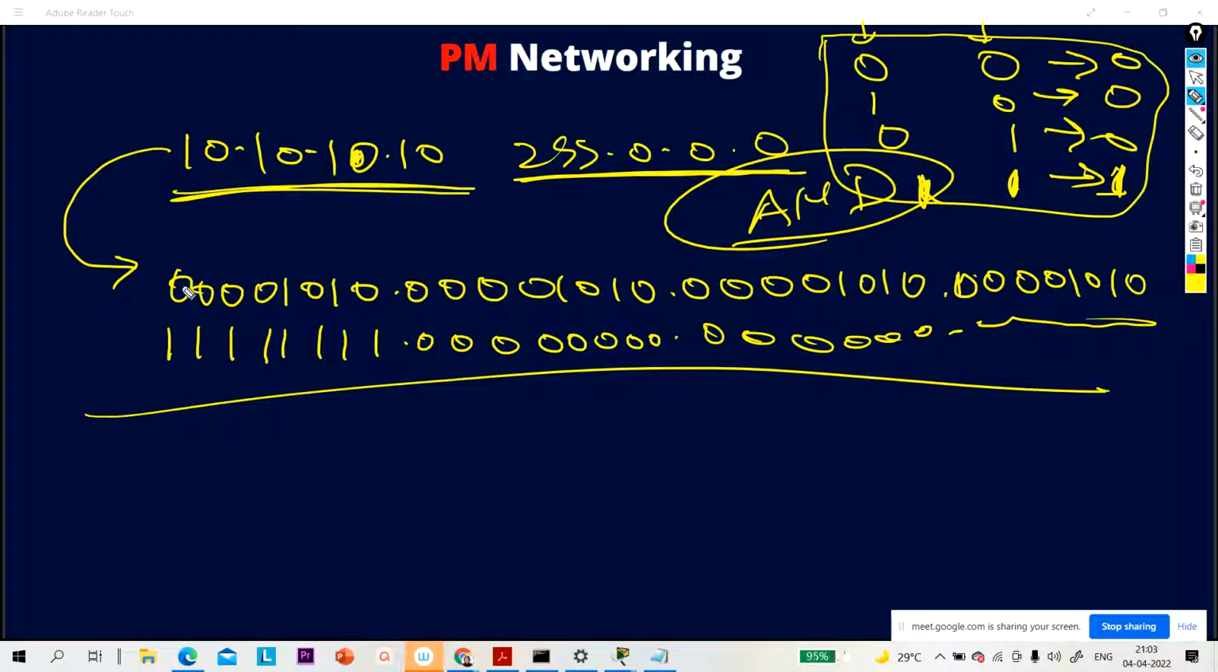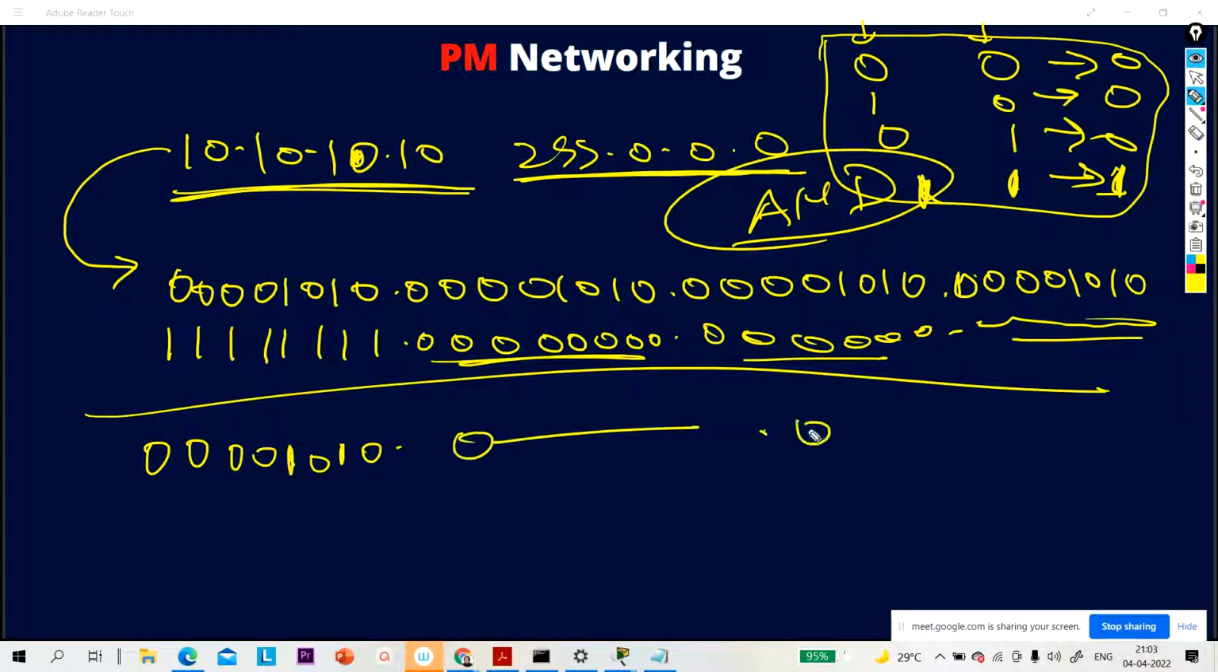So here 0 and 1 will be 0. Here 0 and 1 will be 0. 0 and 1 will be 0. 0 and 1 will be 0. 1 and 1 will be 1. 1 and 0 will be 0. 1 1 1 1 will be 1. And 0 and 1 will be 0. And here all are 0. So definitely you will get 0, 0 and 0, right?